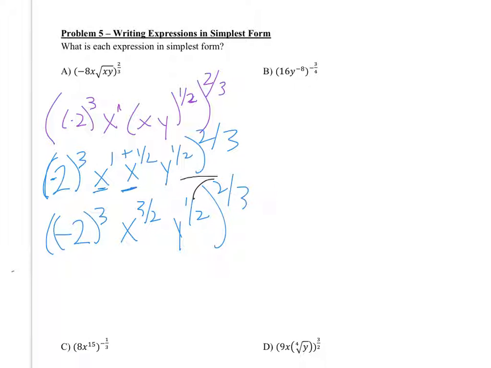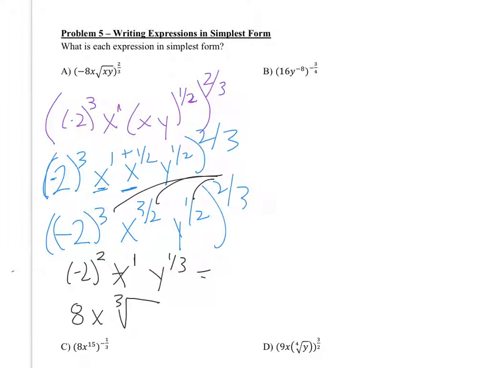And now I can do my power to a power all across the board. This becomes negative 2 squared. This becomes x to the 1st, because 3/2 times 2/3 would be the 1st, and this becomes y to the 1/3. So then my final answer when I rewrite this would be 8x, and then the cubic root of y.